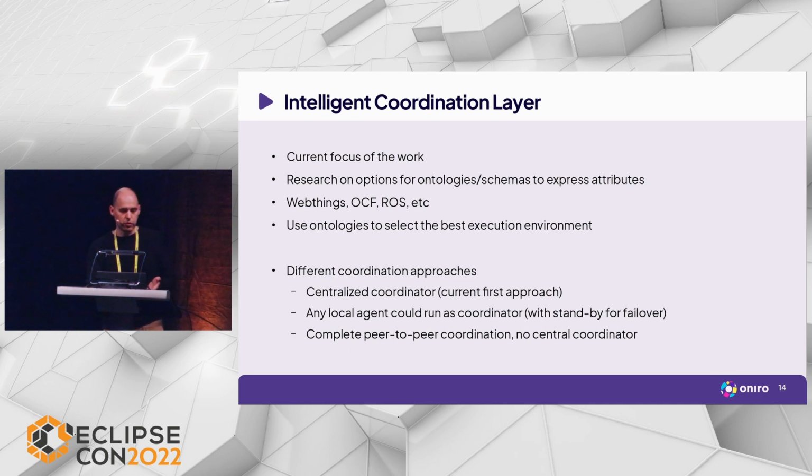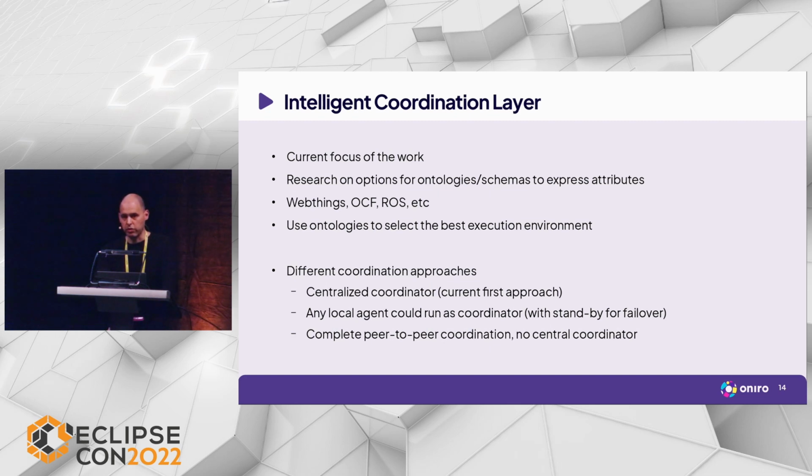As I mentioned before, the intelligent coordination layer is our current focus. That is where our professors and my colleagues are working and trying out different things. One of the things we want to have is using ontologies and schemas to express the attributes that these resources have. We are looking into various things that are available for that: OCF, the robotics ROS, web things. There are all different ways of expressing these, and right now we are in the process of deciding which way we want to go.